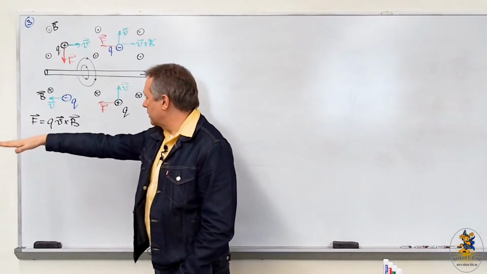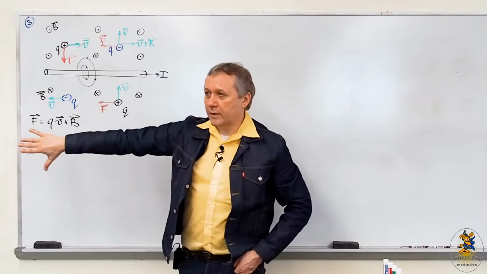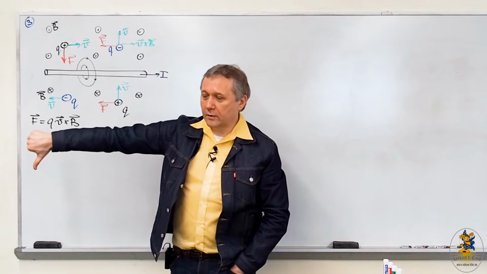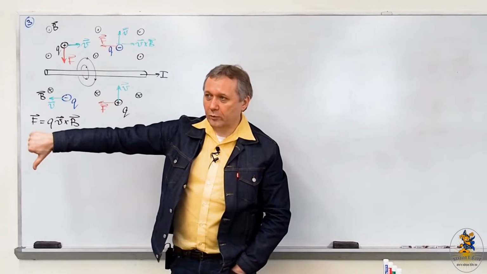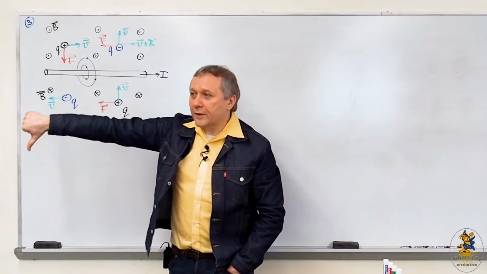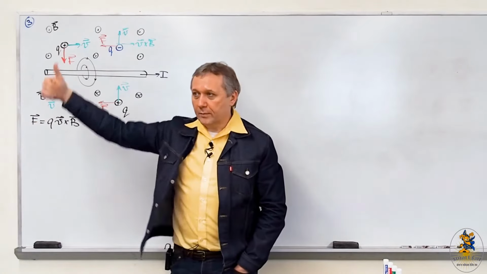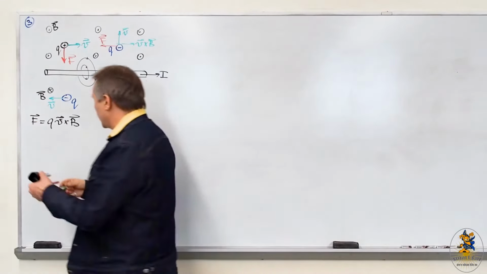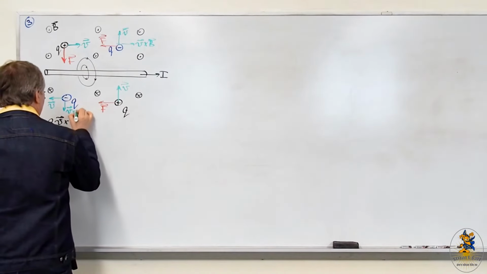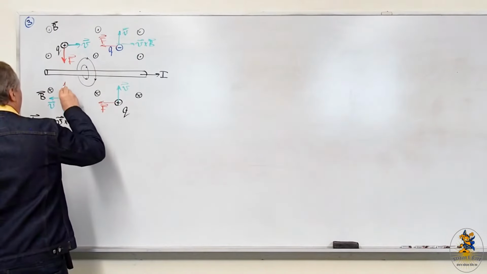So V that way, then B is into the board, so I have to orient my hand like this. And in order to bend my fingers into the board, I have to position my hand like this. So V cross B is down, but since the charge is negative, the force is up. Again, let me show in this case both directions: this is V cross B, but the force, of course, will be up.